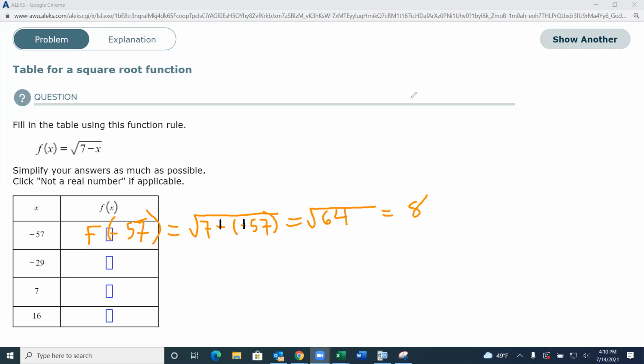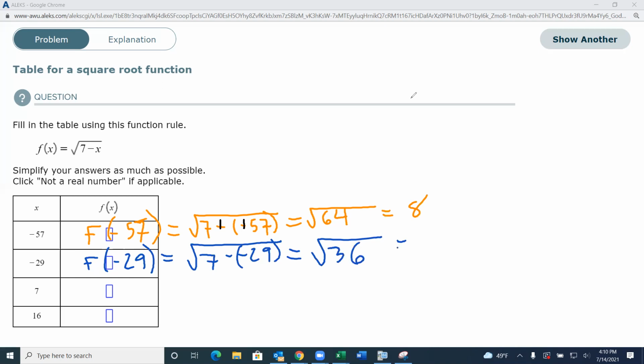Cool. All right, so that tells us -57 is in the domain of the function, because when we plug it in, we actually get an answer. We don't end up doing square root of a negative. So -57, that's in the domain. How about -29? So f of -29 is going to be 7 minus -29, which is 7 plus 29. That's 36. And we get 6. Yep, we got an answer. Doesn't have to be a nice answer.